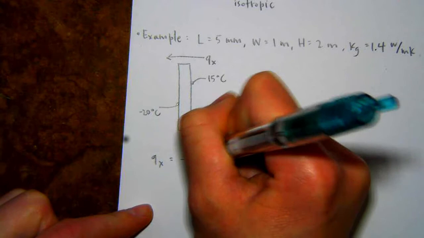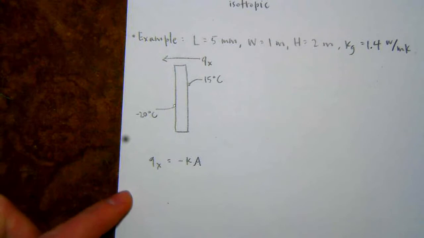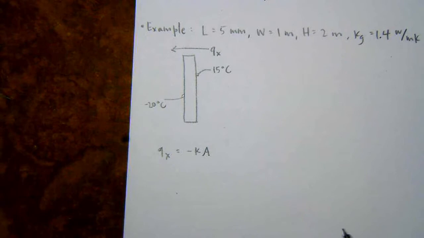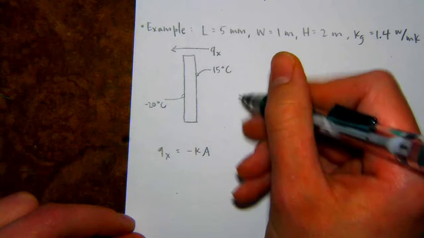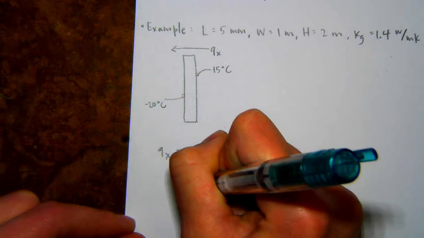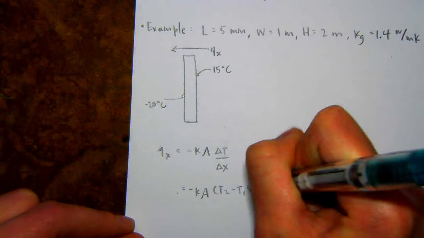So we want the heat rate, not the heat flux. So there's only a couple choices we can make here, right? We're saying it's one-dimensional, so we don't need the complicated vector form of the equation. And we're looking at the heat transfer over this finite distance, this finite thickness of the window. So we're going to have delta T over delta X. And that is T2 minus T1. And then delta X here is just the thickness L.